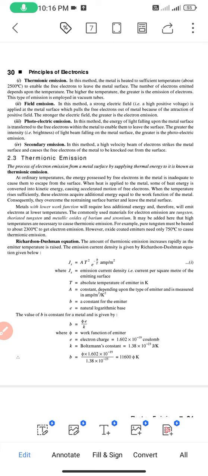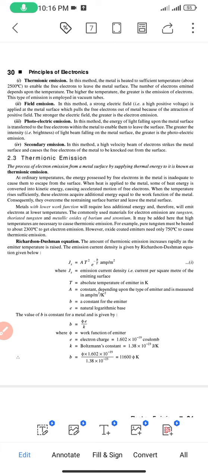The second method is field emission. In this method, a strong electric field, like a high positive voltage, is applied at the metal surface, which pulls the free electrons out of the metal because of the attraction of the positive field. The stronger the electric field, the greater is the electron emission.